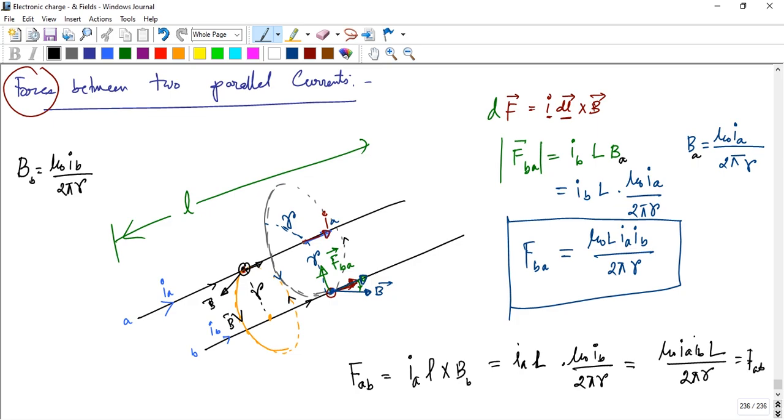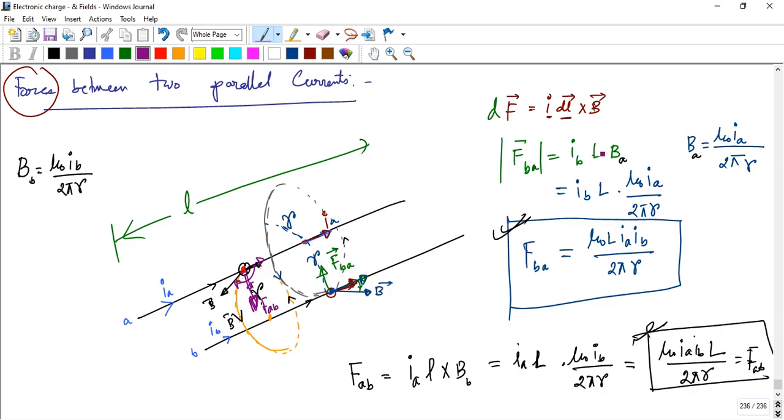You see that both magnitudes of the force are the same. Now, that's important: what is the direction of the force? I cross B. So the force is in that direction. This is the force on A due to B. So the forces are towards each other. Apply the right hand thumb rule here.